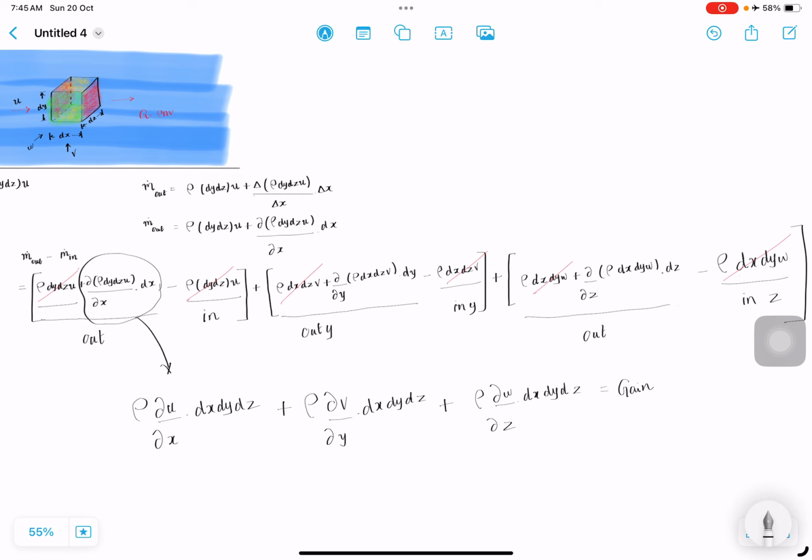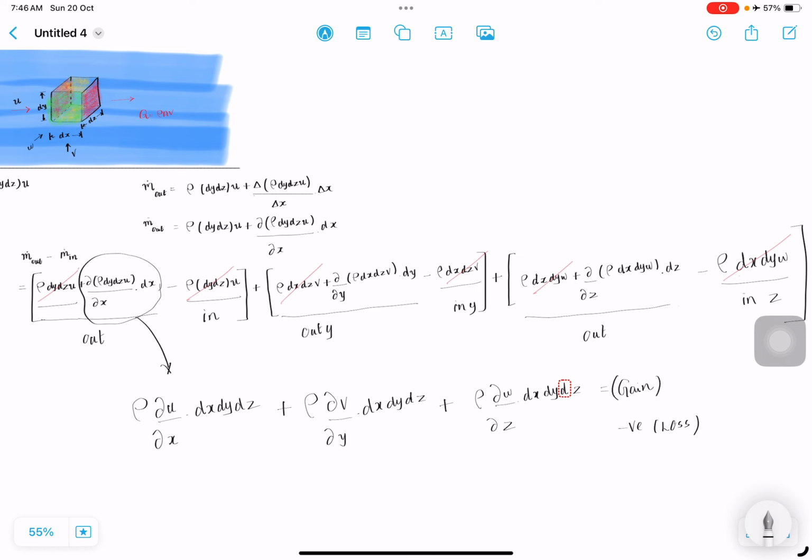Now what we will do is divide this by dx dy dz on the left side and the right side. But before I do that, suppose this value is negative, what does it mean? How can that value be negative? It can be negative if the quantity of fluid that is coming out is less than the quantity of fluid that is coming in. In that case, it represents the loss.